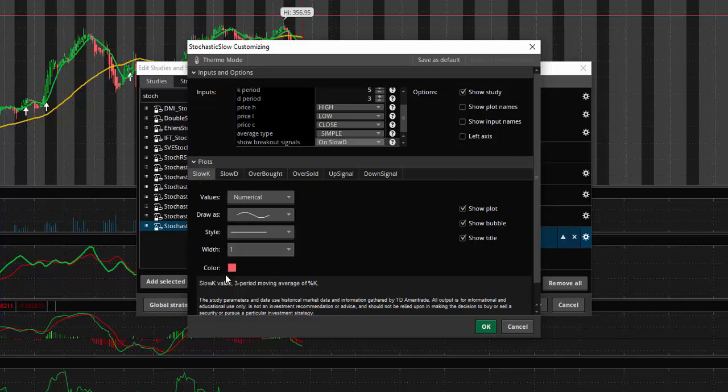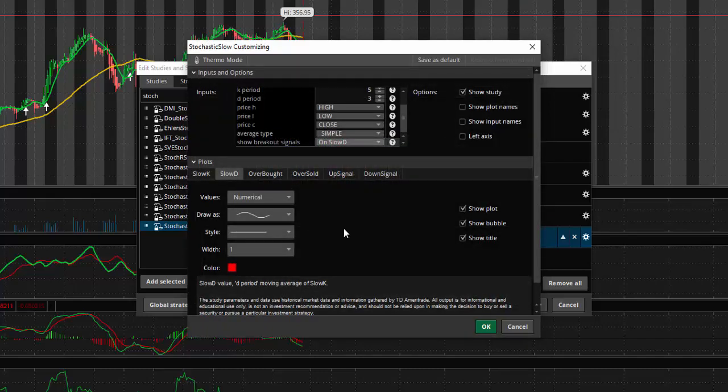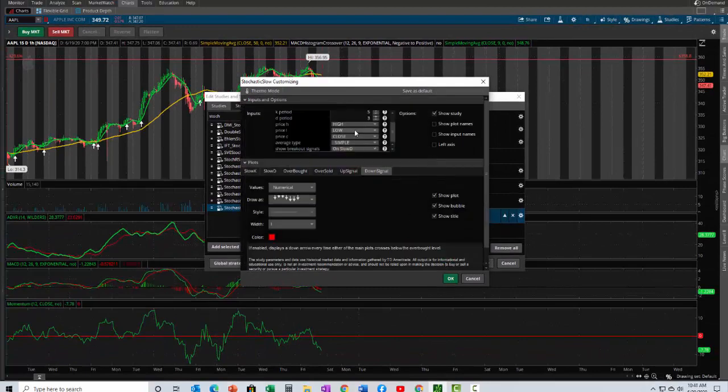We're going to change our colors, make sure they're nice and bright. K is green. I'd like to move those to 2. D is red. Up signal is green, down signal is red. We want to show the breakouts on slow D. And that should be it.